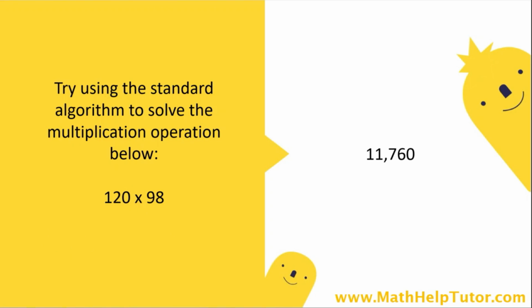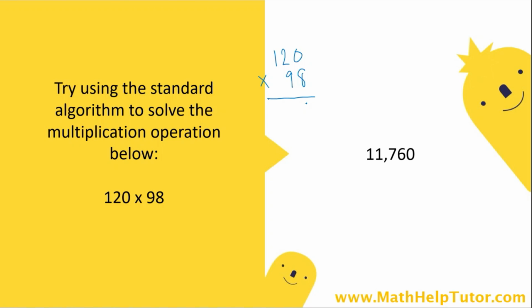The answer is 11,760. So how did we come up with this answer? Let's try to solve this problem over here. That's 120 times 98. And we're going to use the standard algorithm. So let's multiply each place, first the ones place of the second number.